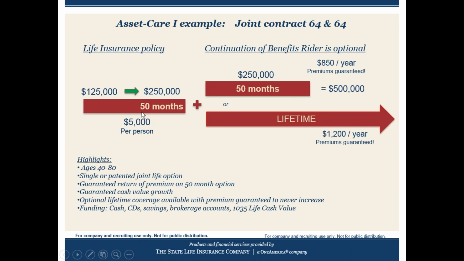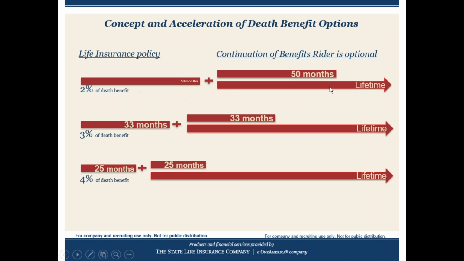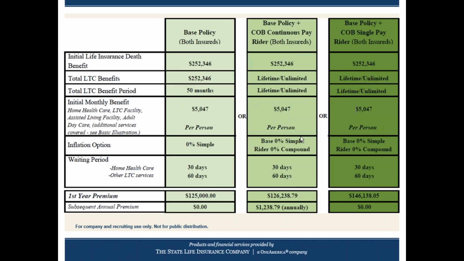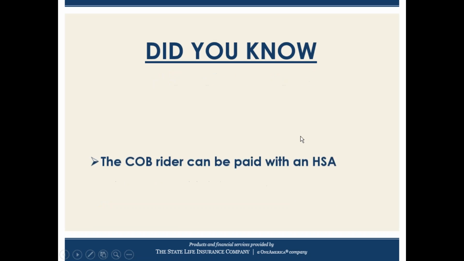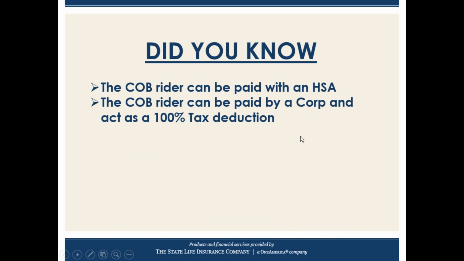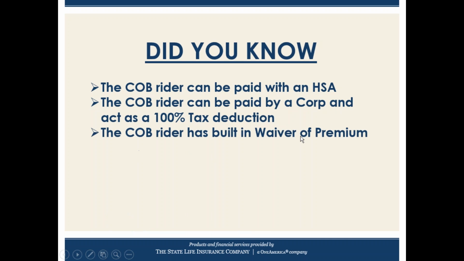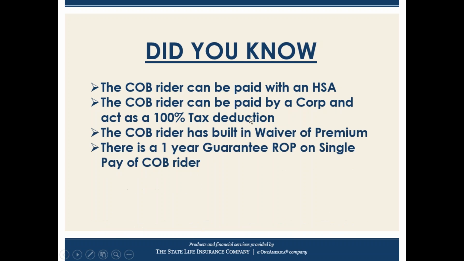The question is, how are you going to fund it? So this is Asset Care 1, and this is just showing you the different options: a 50-month base payout, a 33-month base payout, or a 25-month base payout. And this is just showing you what it looks like on an illustration. And here's some cool did you knows, which we're really not going to get into too much right now.